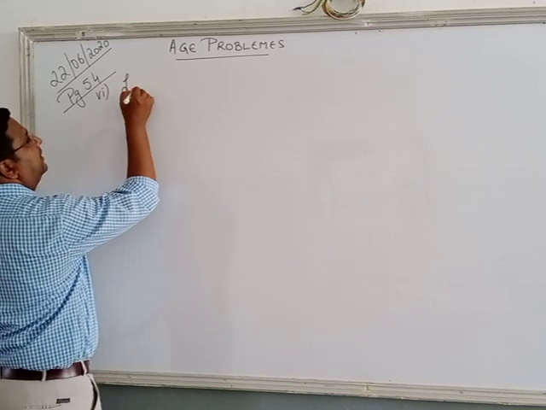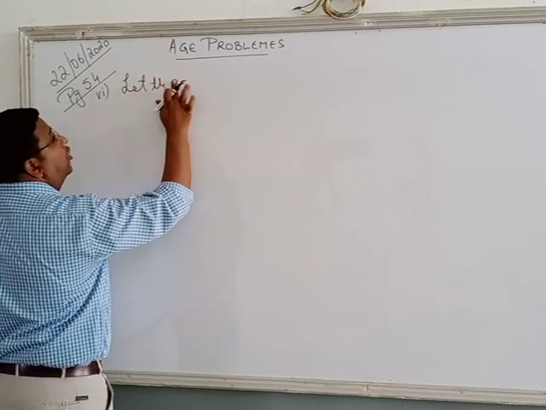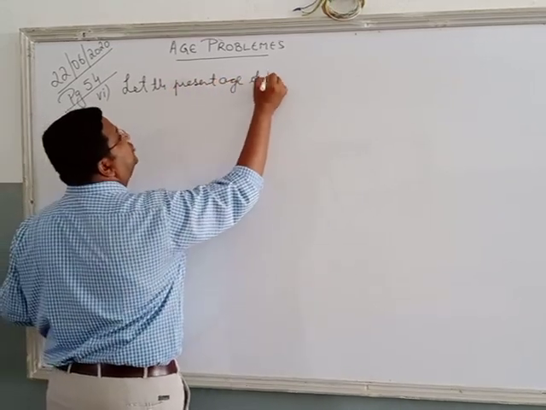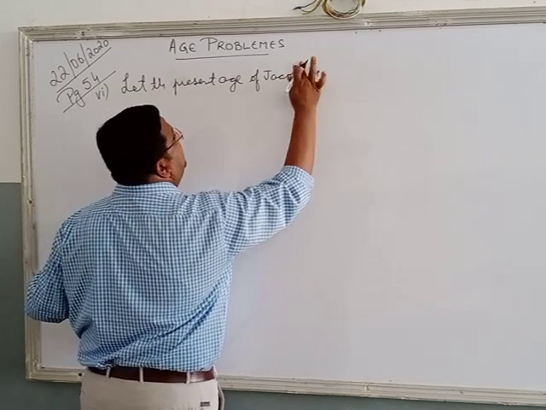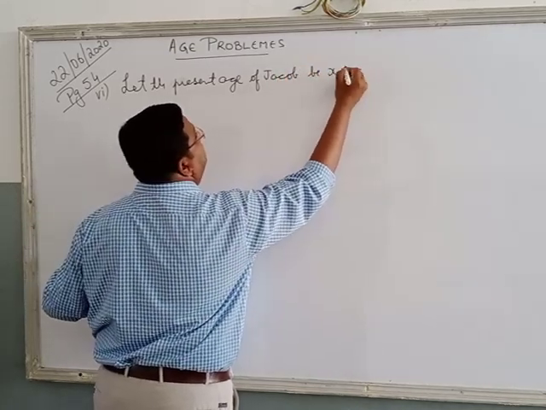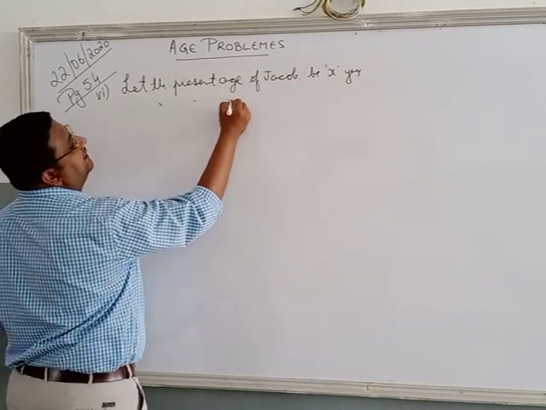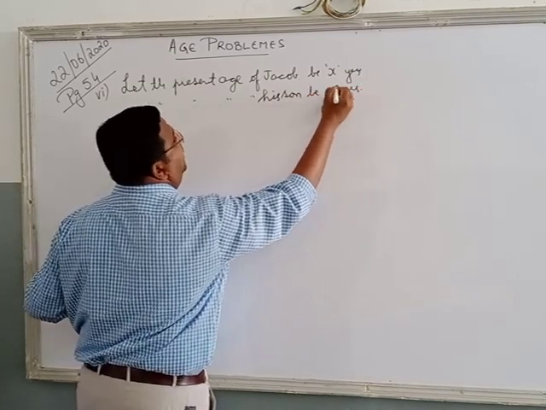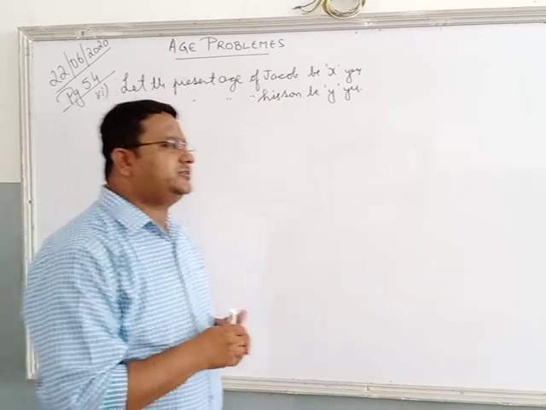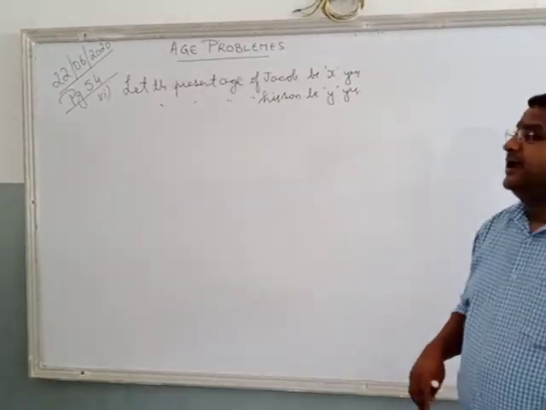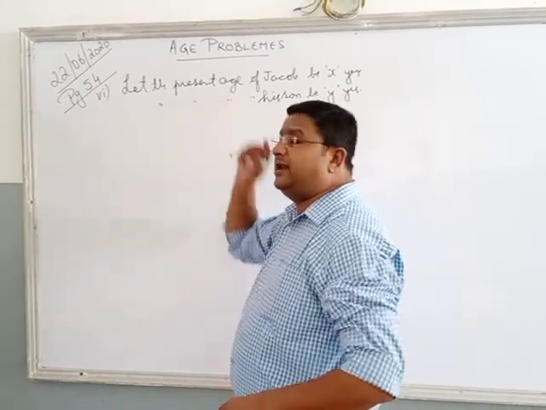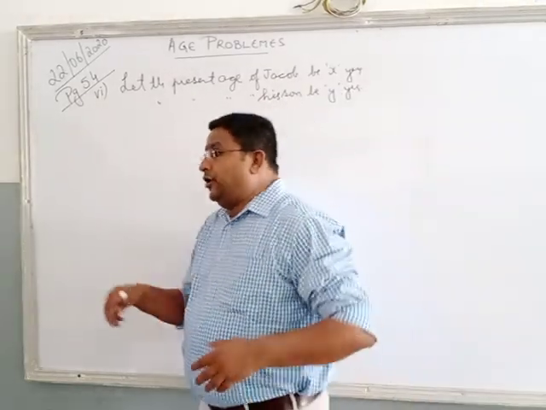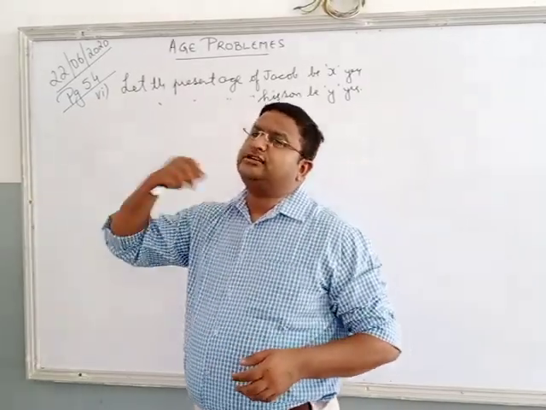So we'll say, let the present age of Jacob be X years and the present age of his son be Y years. Yes, present age. Now, whenever we talk about age, it can be increasing, so definitely the age of both these people will increase. Say your father is there and you are there. Your present age is 15 years, your father's age is 45 years.